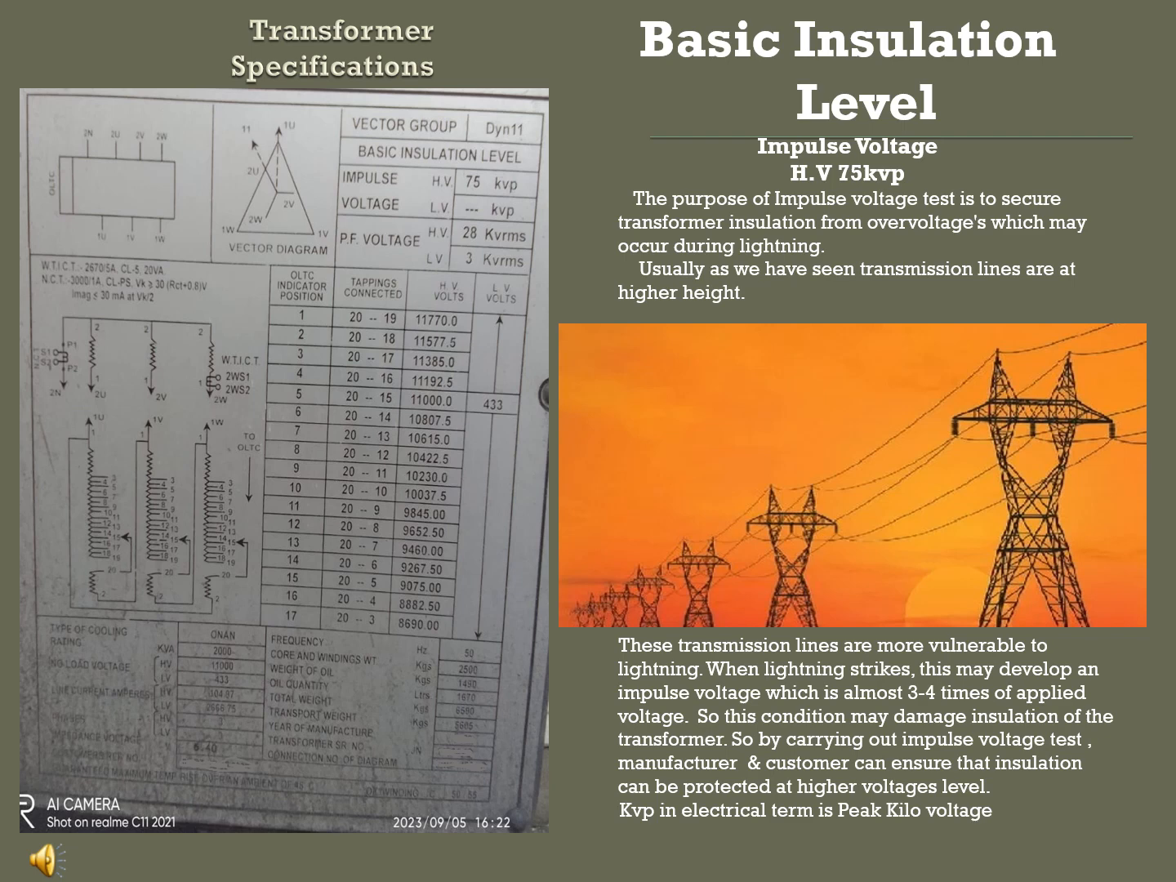This condition may damage the insulation of the transformer. So by carrying out the impulse voltage test, the manufacturer and customer can ensure that the insulation is protected at these voltage levels. Here it is mentioned as kVp. What is kVp? In electrical terms, kVp is peak kilovolts. That is 75. This transformer was tested at 75 kVp impulse voltage.